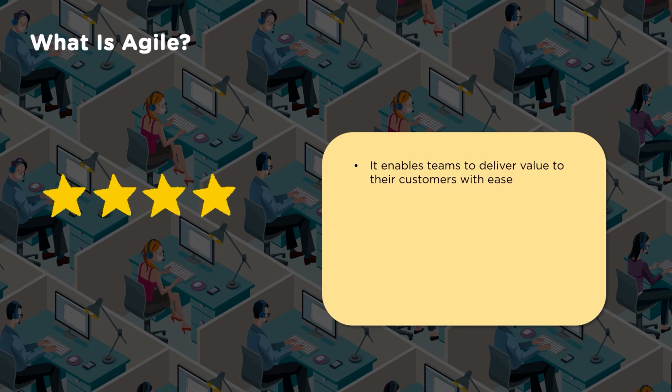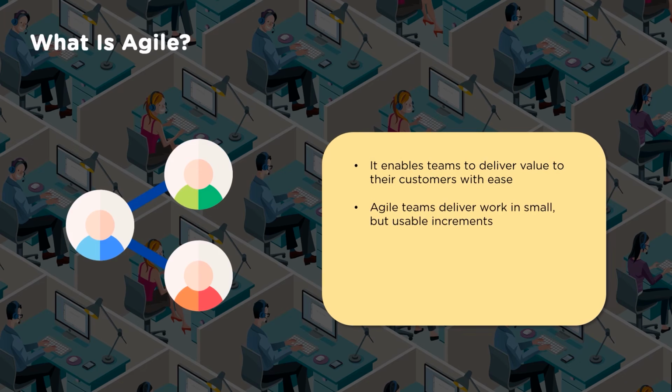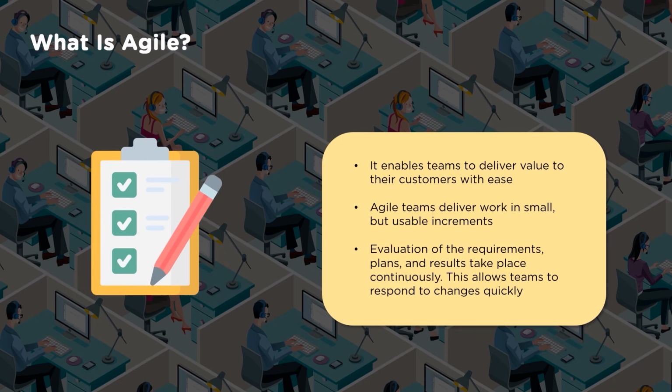It enables teams to deliver value to their customers with ease. Agile teams deliver work in small but usable increments. Then evaluation of the requirements, plans and results takes place continuously. This allows teams to respond to changes quickly. Now change was one of the scenarios we were speaking about. Responding to change quickly is one of the disadvantages we spoke about, and here it is addressed. It is considered to be addressed, that is very important.